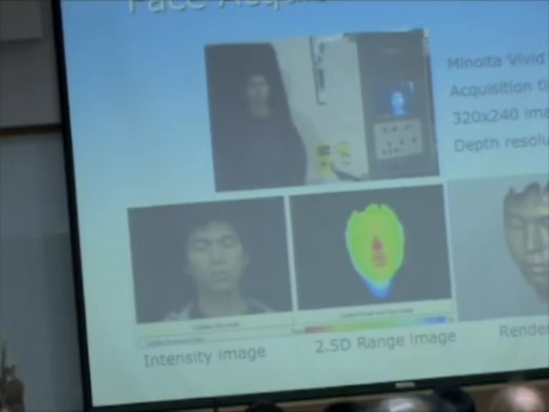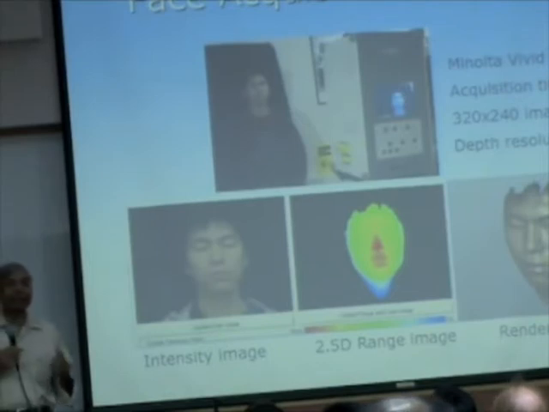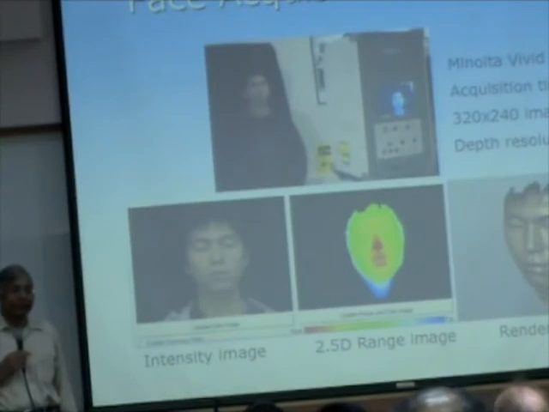The problem with the stereo is that there are many regions in the face which are smooth, which don't have any feature points. So if you don't have any feature correspondences, then you don't get any depth information. So you get a very sparse depth map, which is not sufficient for getting the face recognition capability.